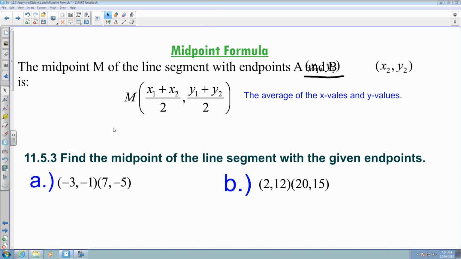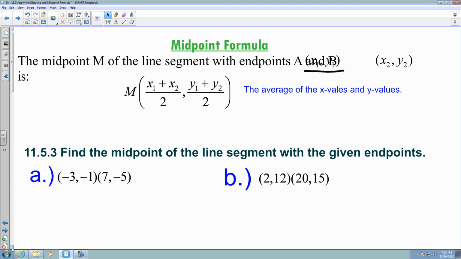So the midpoint formula is x1 plus x2 divided by 2. That gives you your x coordinate, and y1 plus y2 divided by 2 will give you your y coordinate. So it's the average of the x and y values.